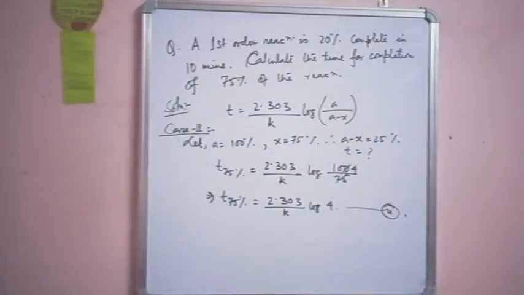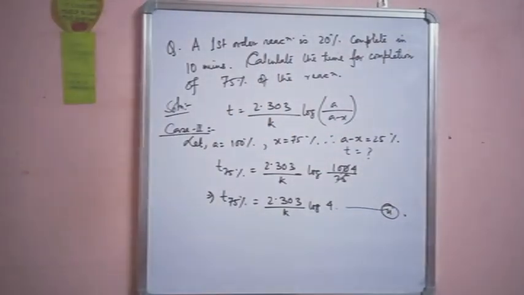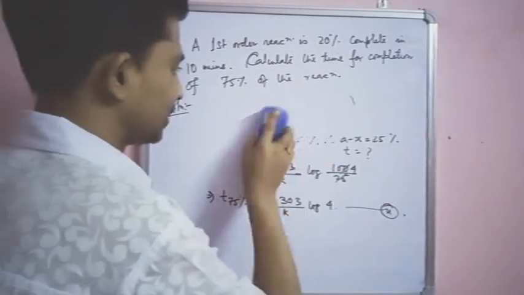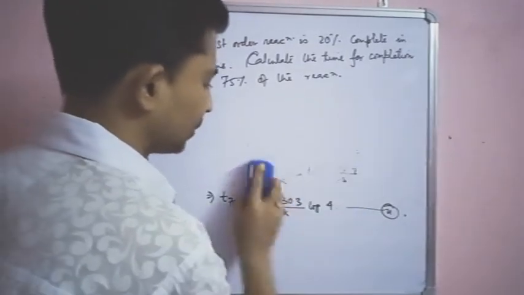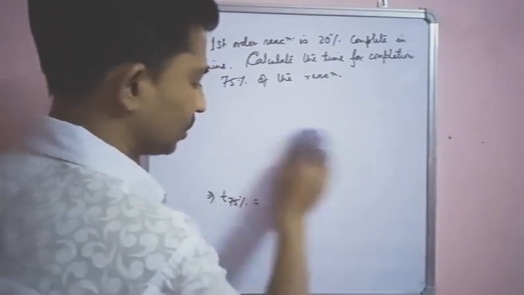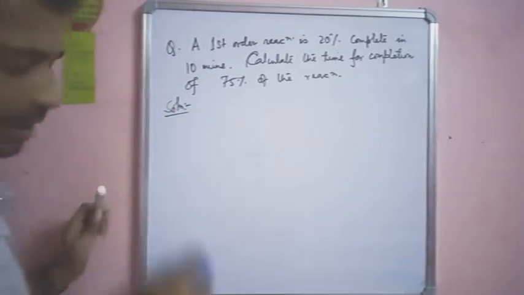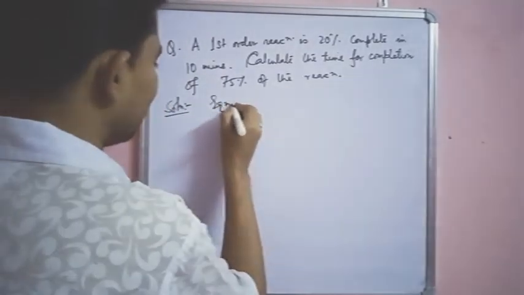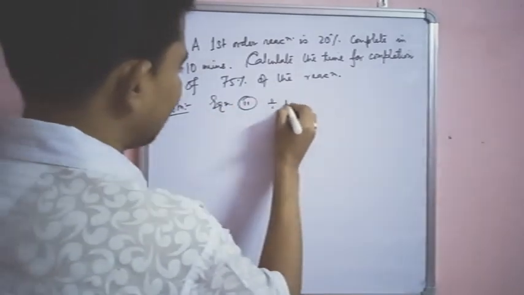अभी इक्वेशन 2 डिवाइडेड बाय इक्वेशन 1 करेंगे. So equation 2 divided by equation 1, we will see what we will get. So t 75% निकालना है ना हमको. So equation 2 divided by equation 1. Okay. So यहाँ पे लिखेंगे equation 2 divided by equation 1.